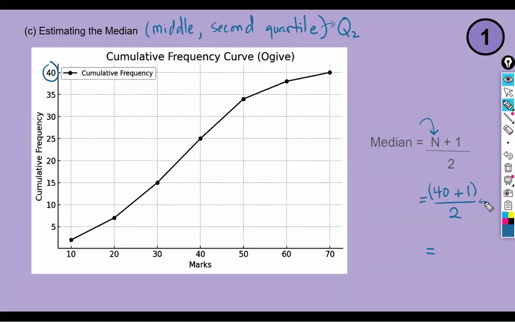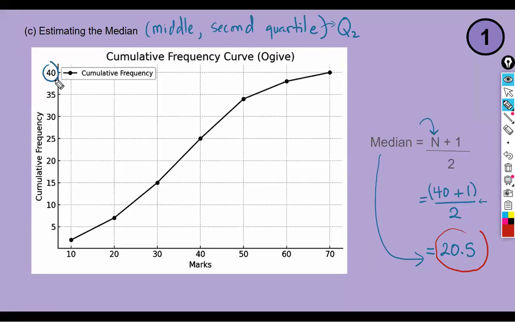So let's work this out. 40 plus 1 divided by 2. I got 20.5. Quick question. Is that 20.5 the final answer for the median? If I put 20.5 as my final answer, will I get it correct? And the answer is no. Based on my tone alone, you know that the answer is no. This 20.5 allows us to find the median.